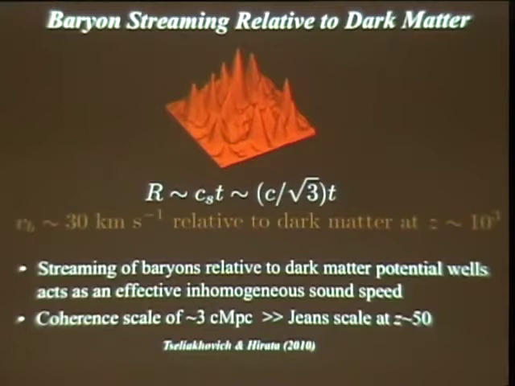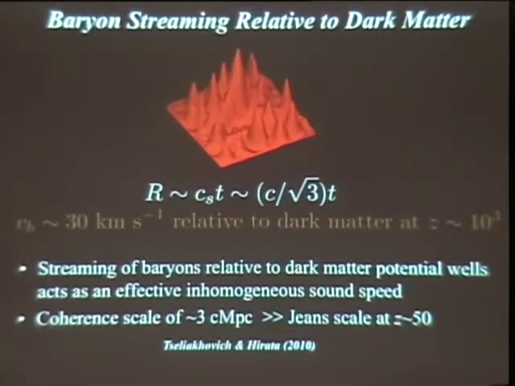Now, there are several subtleties that one has to include when dealing with the behavior of gas and how it responds to the dark matter fluctuations. In particular, as I mentioned yesterday, the baryons are influenced by the sound waves that were left behind in the radiation fluid. And the radiation fluid, when the baryons were coupled to it, had a sound speed of order the speed of light divided by the square root of 3. You perturb the universe at a given point, you get a spherical sound wave that moves out to a distance of the sound speed times the age of the universe at that time.